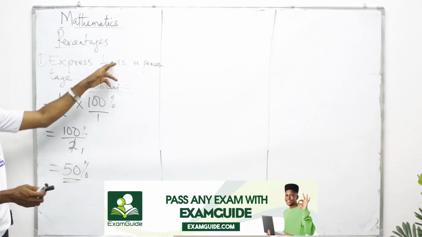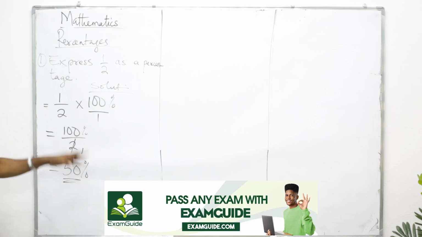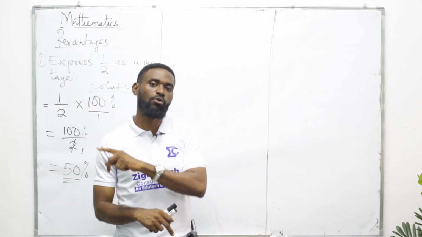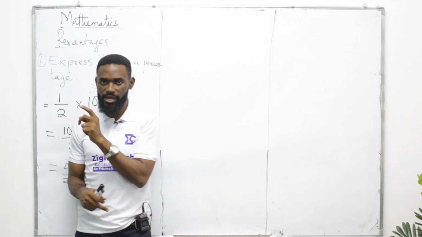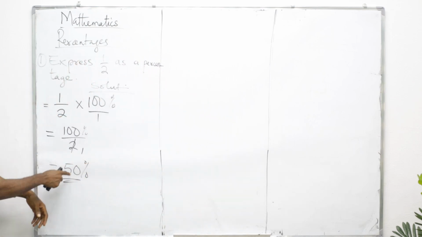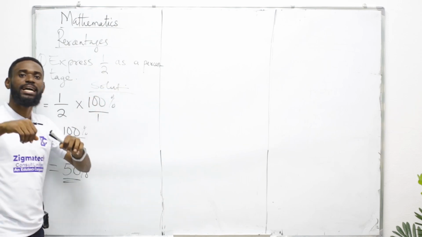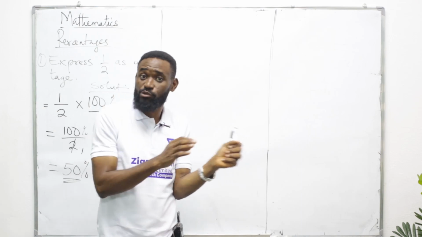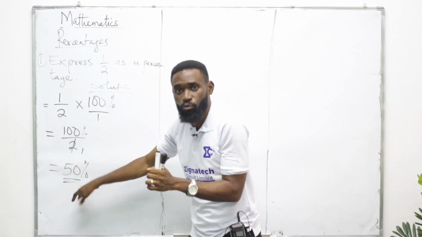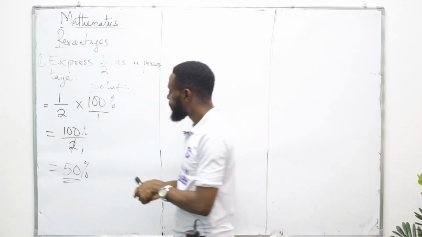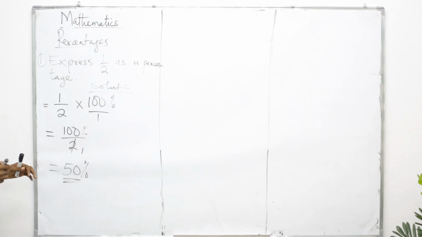We have expressed half as percentage. Now, do you know that they may ask us to change from percentage to fraction? If we are asked to change this percentage to fraction, we will also get 1 over 2. I think what I can do for you is we'll learn the two things at once. Once we arrive at this kind of thing, we'll also change from this to fraction. So you are getting 2 things in one now.